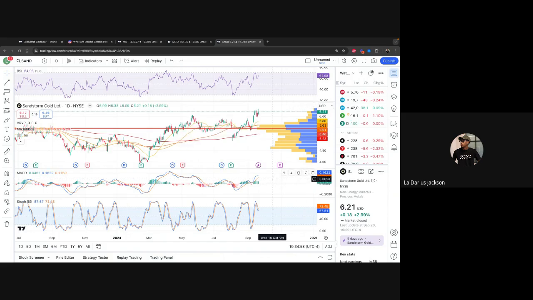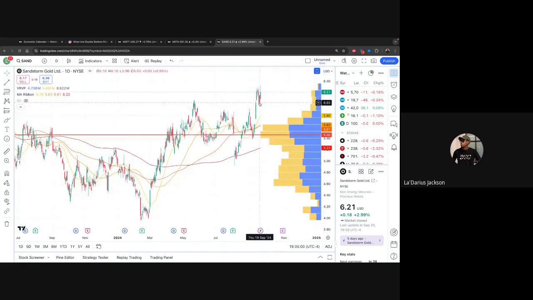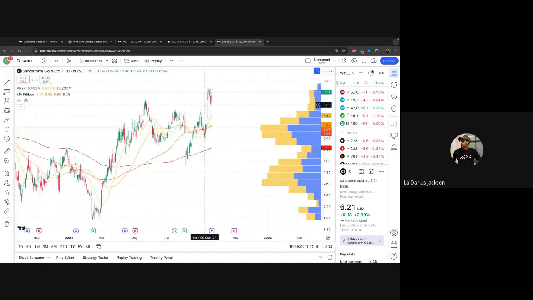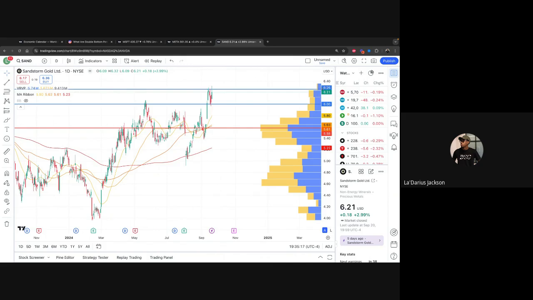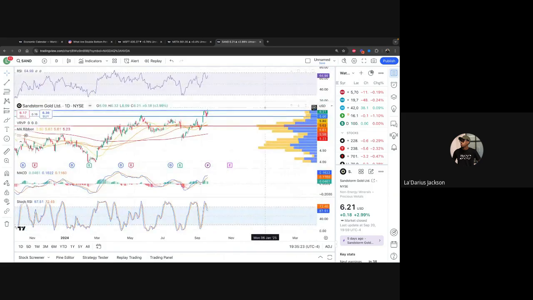Nice. It actually has a nice setup for a move to the upside. This here is a nice bull flag, strong move up, pullback and consolidation down to about $6 right here. And it is now testing the top side of this bull flag. Honestly, I would feel comfortable if it broke above the wicks that it kept making at about 6.25. And if it does, then we can see this pop up to about $7, $8 on that move.